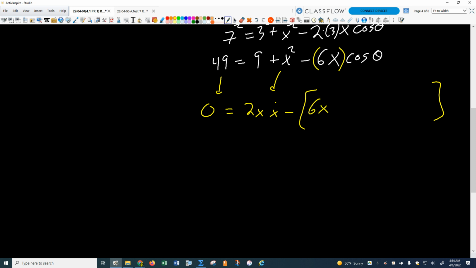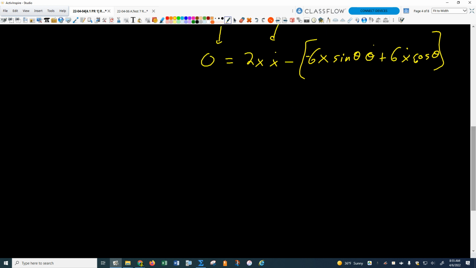Okay, so I've got 6x times the derivative of cosine theta, which is negative sine theta, theta dot. Everybody get that? Derivative of cosine theta is negative sine theta, theta dot. Okay? Plus cosine theta times the derivative of 6x, which is 6x dot. Okay, good. So it's giving us 6x dot cosine theta. Make sense?